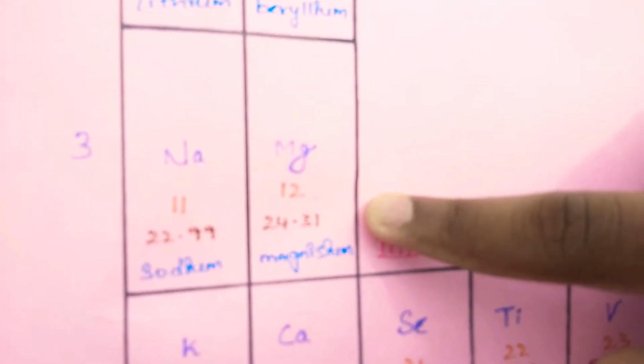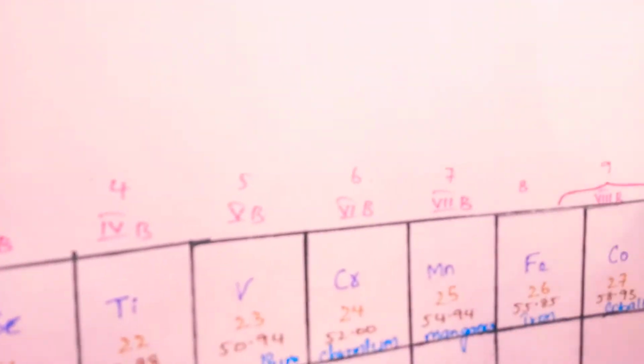Sodium. Atomic number is 11 and atomic weight is 22.99. Magnesium. Atomic number is 12, atomic weight 24.31. This is aluminium. Atomic number is 13. Silicon. Atomic number is 14.